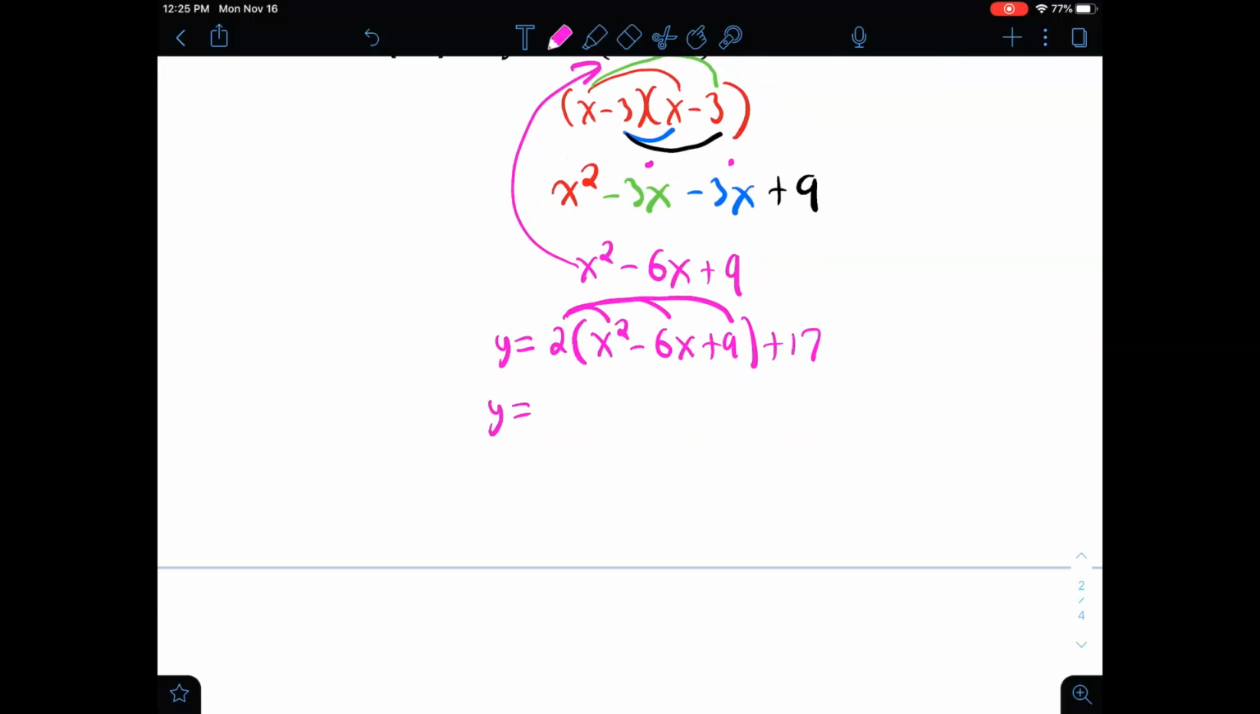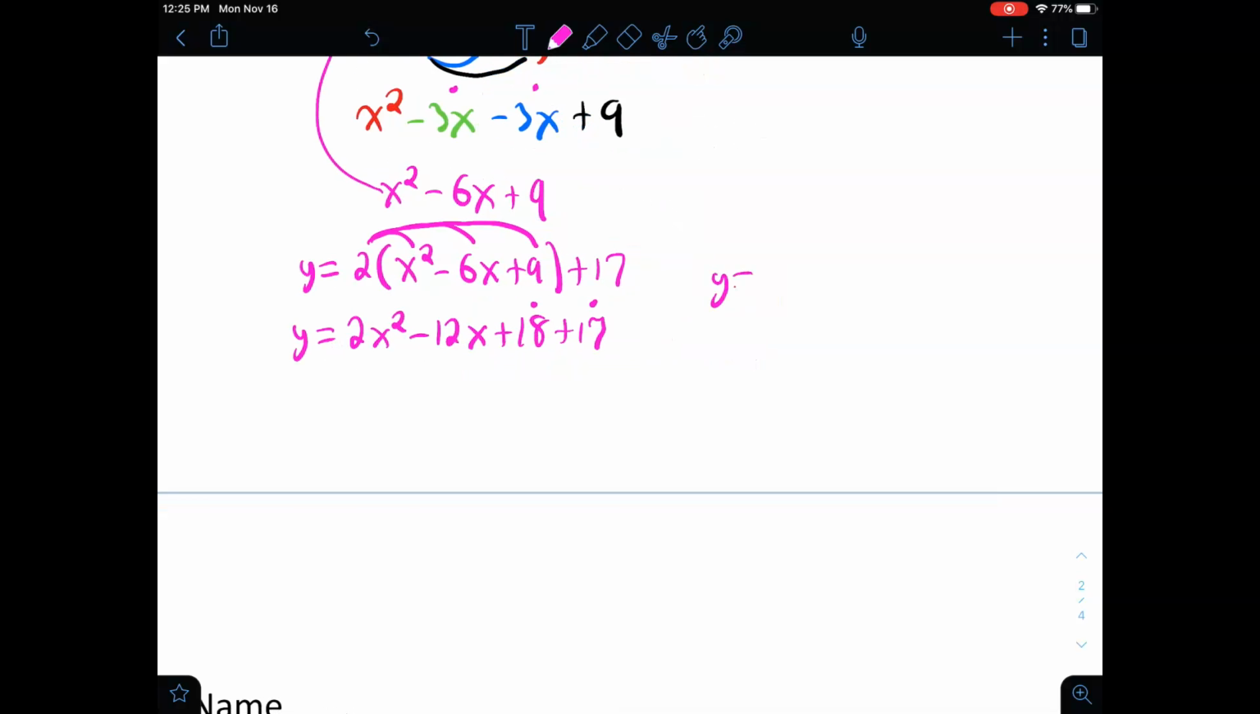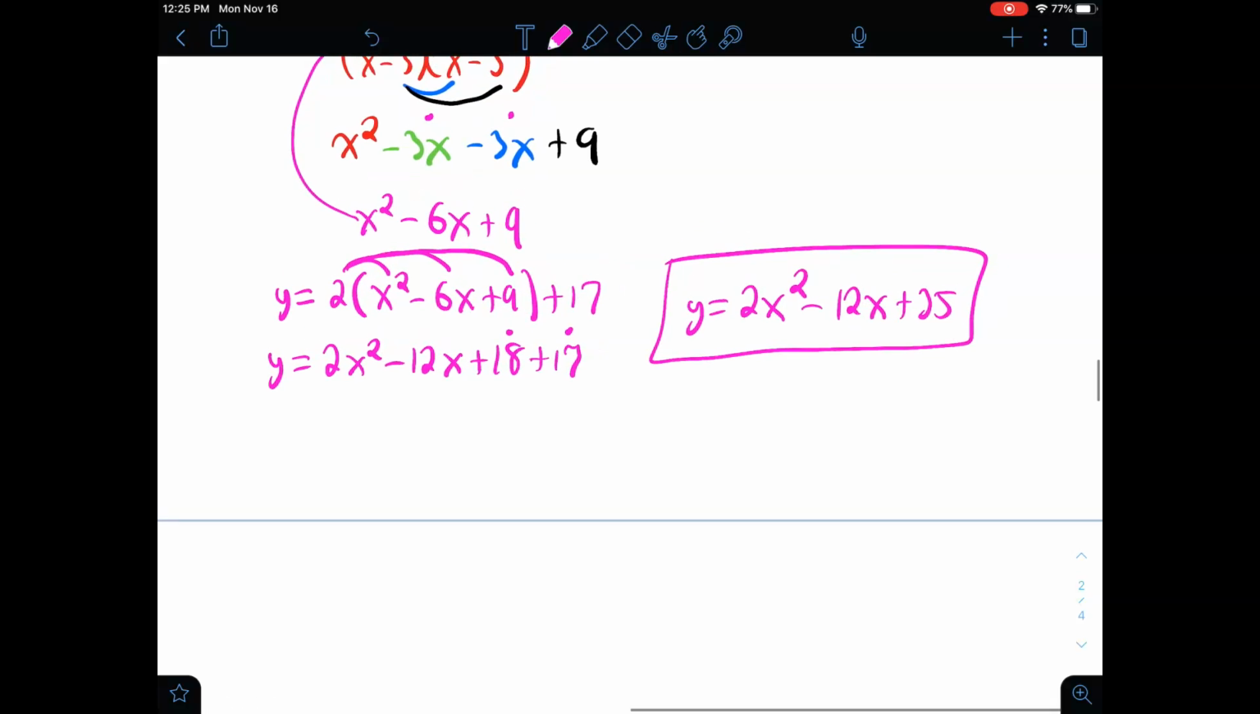So y equals 2 times x squared is 2x squared. 2 times negative 6x is negative 12x. 2 times 9 is 18, plus 17. Any like terms? Yep, we got 18 and 17. So our final answer is going to be y equals 2x squared minus 12x plus 35. And that's going to be our final answer with no other like terms.